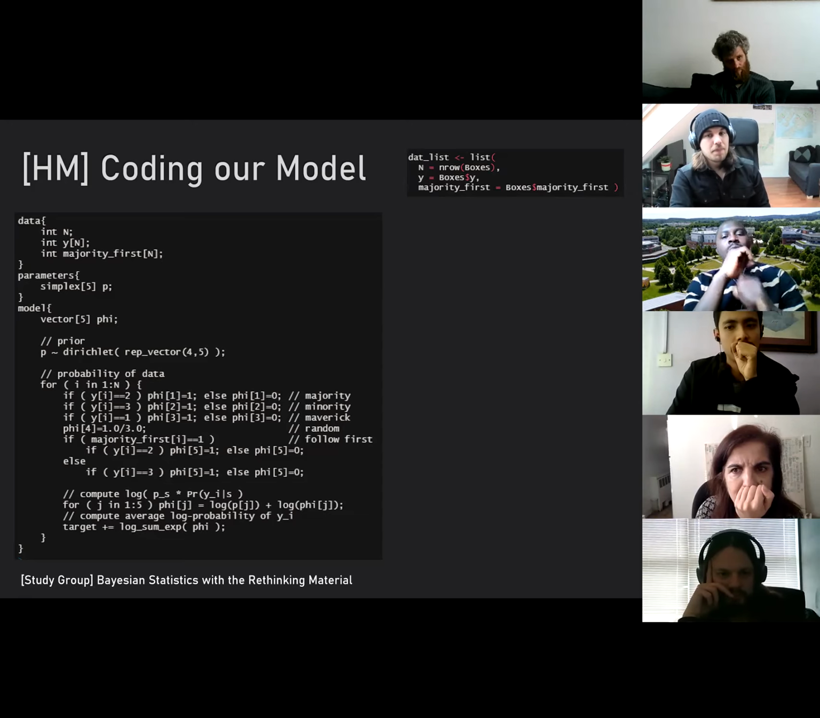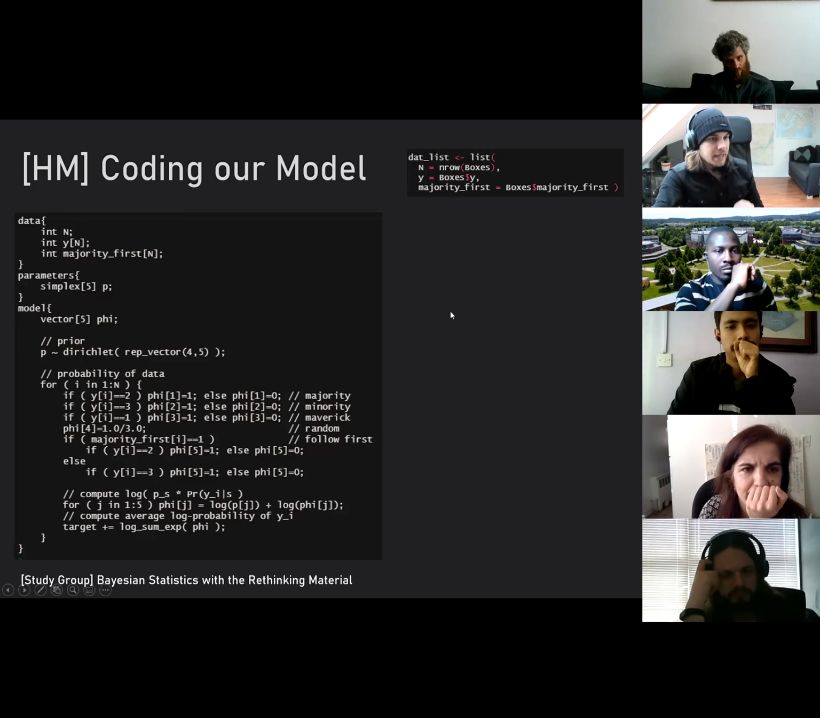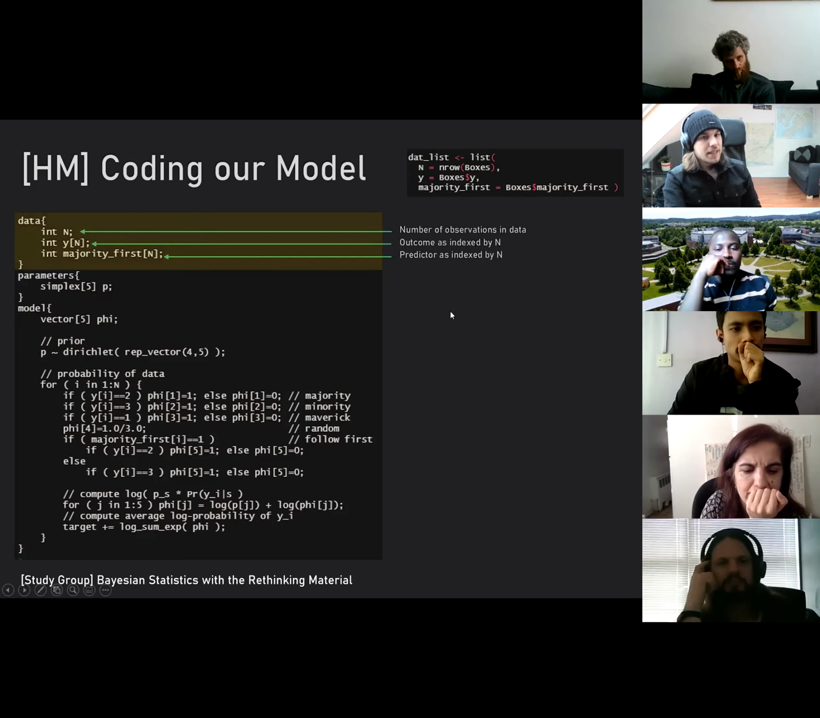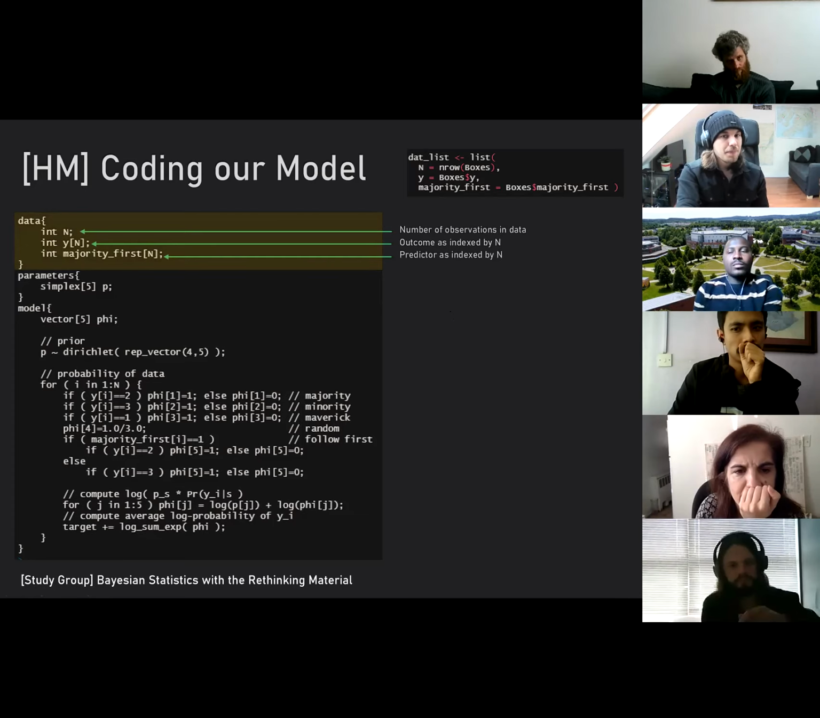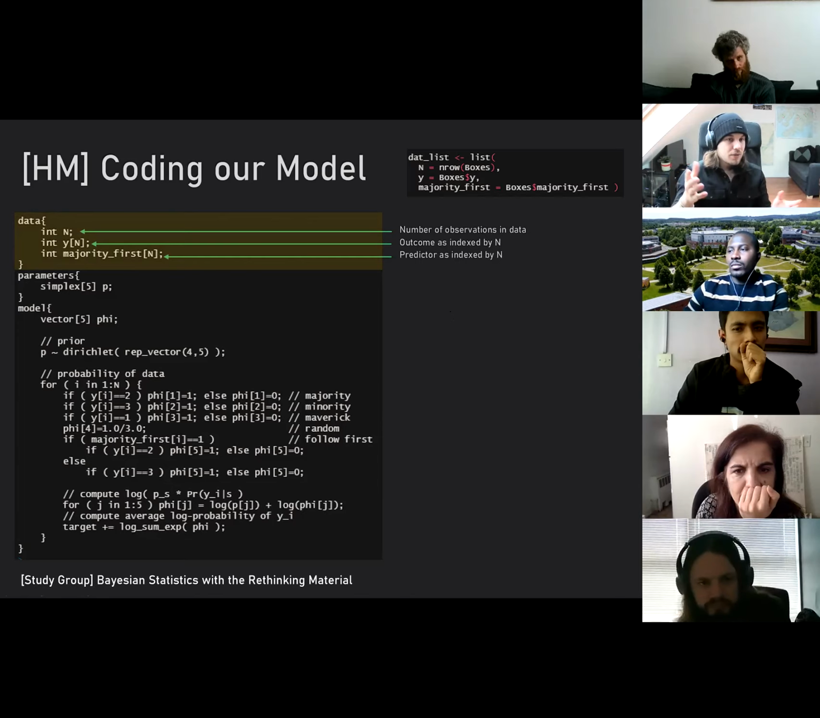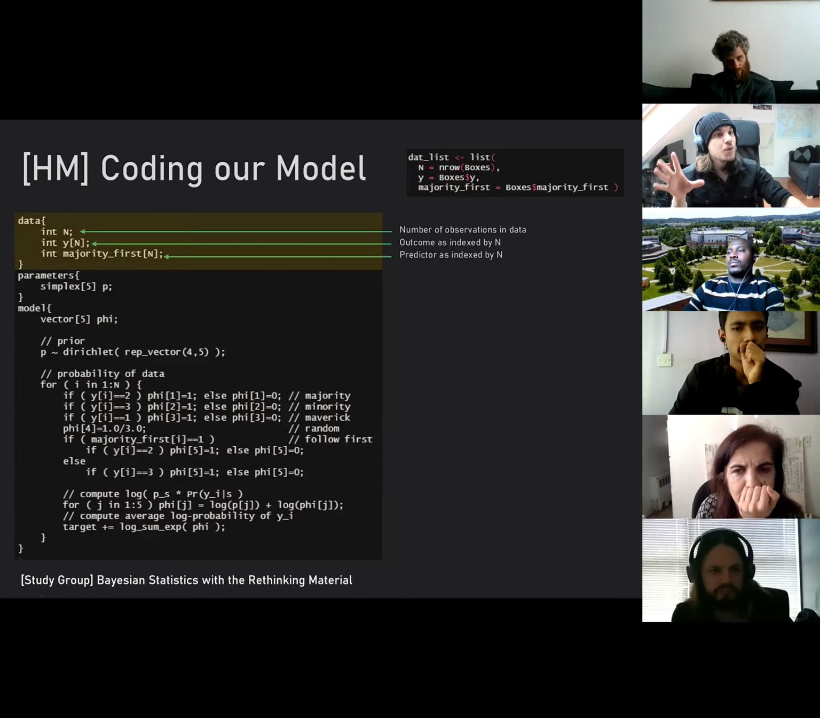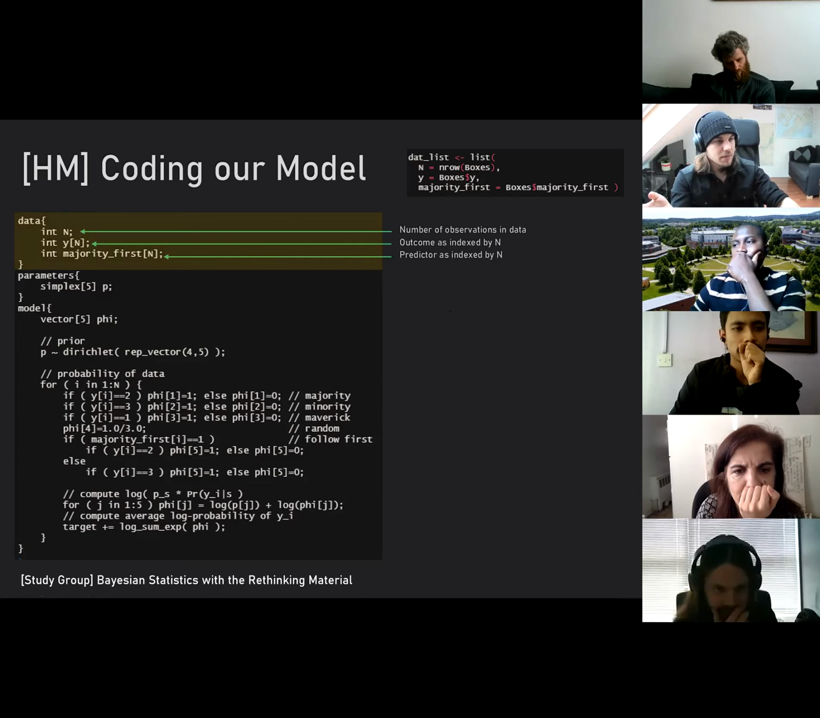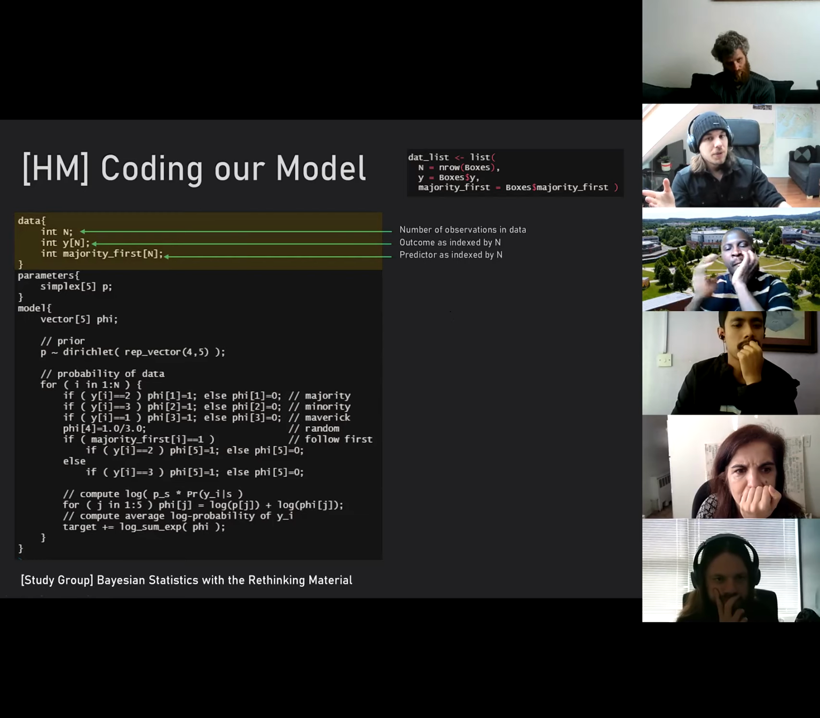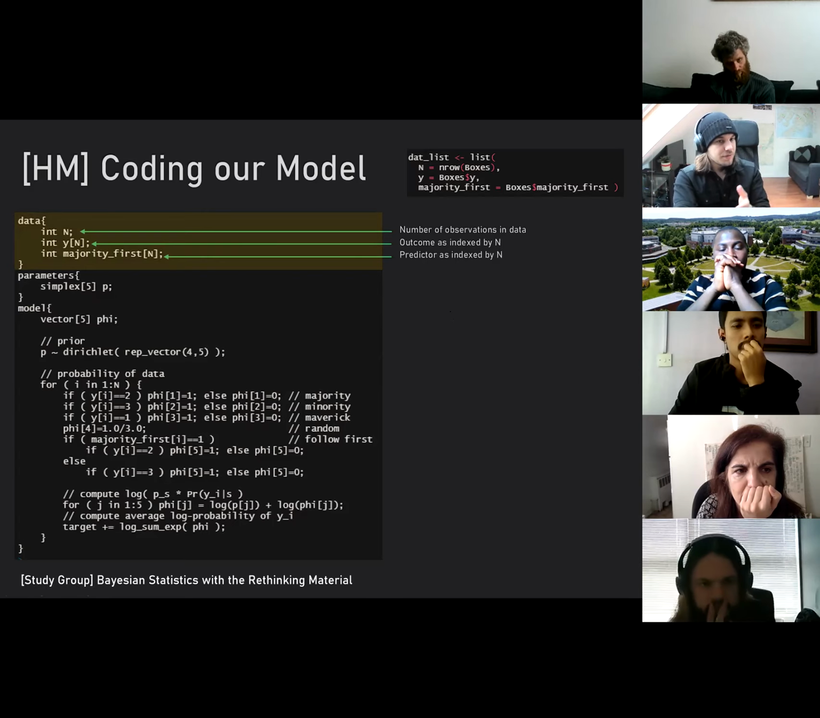Now for the actual Stan model. Stan models contain a few things. The first one is the data block. This is where all of our observed data gets fed into the Stan model. Right here, we get just 3 integers due to how our data is structured, because these are just integers, numbers without decimal points. First, we get the integer n, which is the number of observations in the data. Then we get yn, which is the observed outcome, indexed by n. And then we have the majority first variable, which again has a length of n.